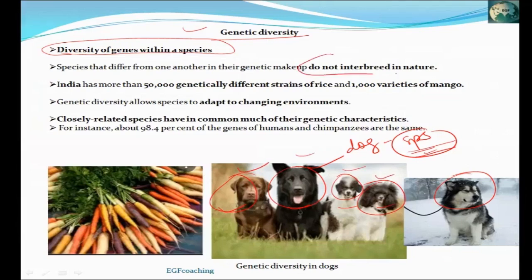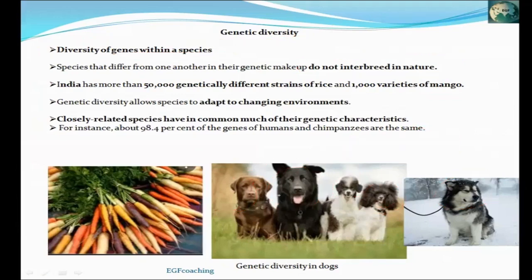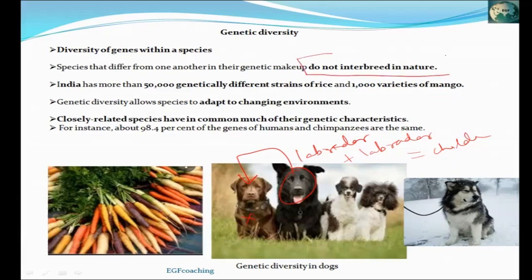But they don't breed in nature. Now these dog species, suppose this is Labrador. Now this Labrador can breed only with another Labrador. Then only they can reproduce and have offsprings. This Labrador cannot interbreed with this dog. Therefore, due to genetic diversity, the individuals of different varieties of same species cannot reproduce.